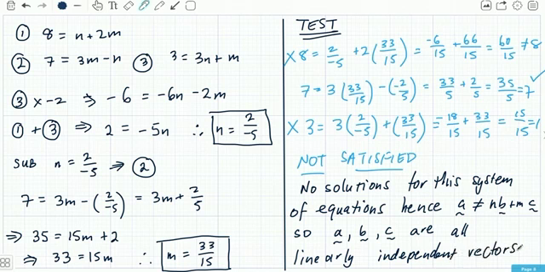vectors. So whenever you get no solution, it's completely correct. So you might have been working through this and think, uh-oh, it's not consistent. That's cool. That just means that there is no solution to this system, and that means that you cannot write one vector in terms of a linear combination of the others. They are linearly independent vectors.